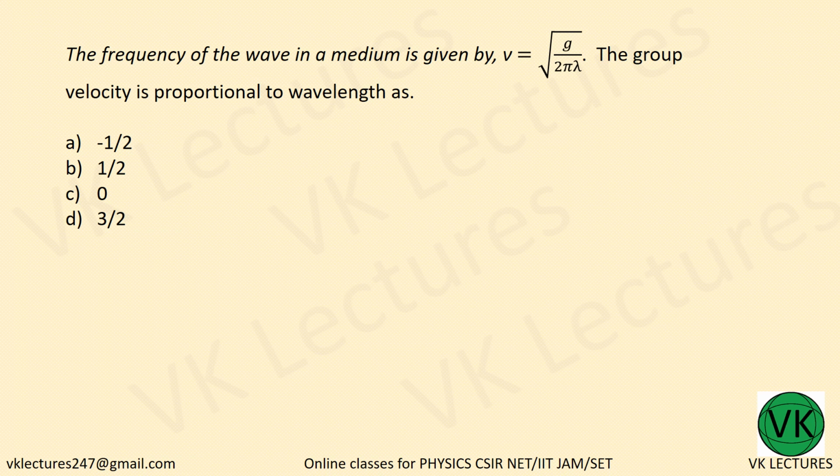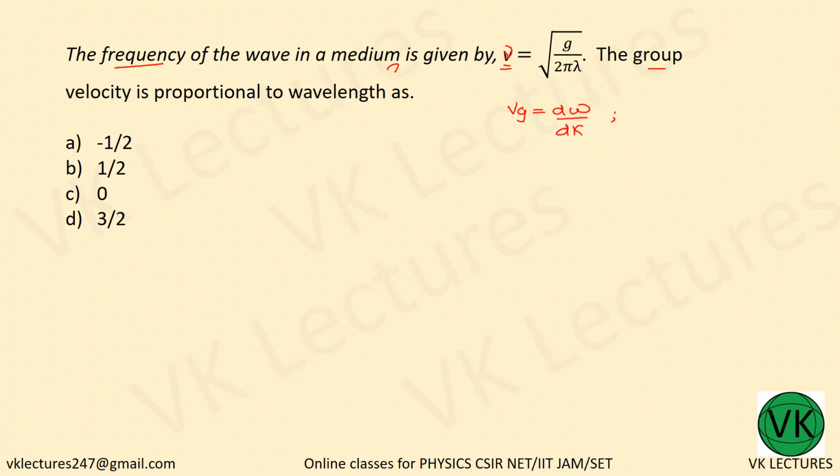See here, we know this nu, this is new, okay, frequency. The frequency of the wave is given to you. Now we are asked to find out the group velocity, right? So Vg is equal to d omega by dk.